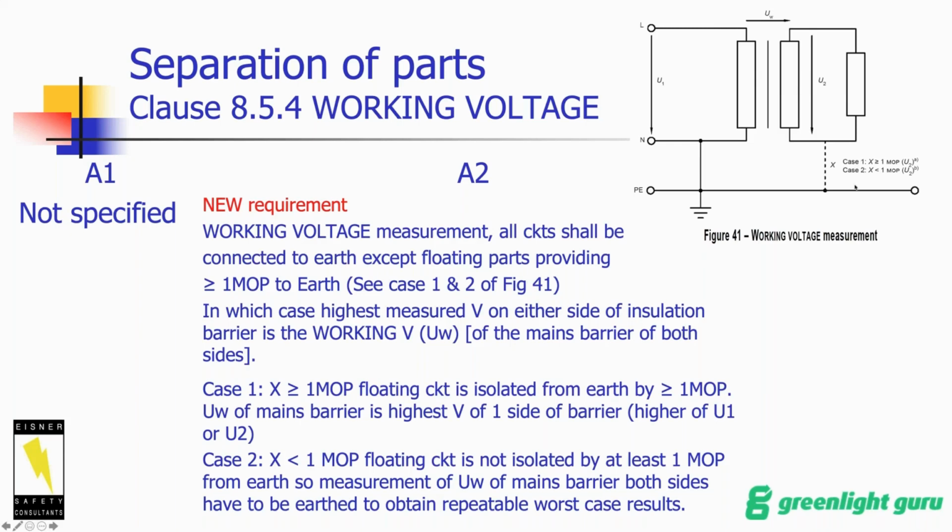And here is case 1 and case 2, where case 1 is where you provide one means of protection for a floating circuit. So that means this would not be connected to ground. And case 2 is where you don't have a means of protection between here and here, so it's a floating circuit.